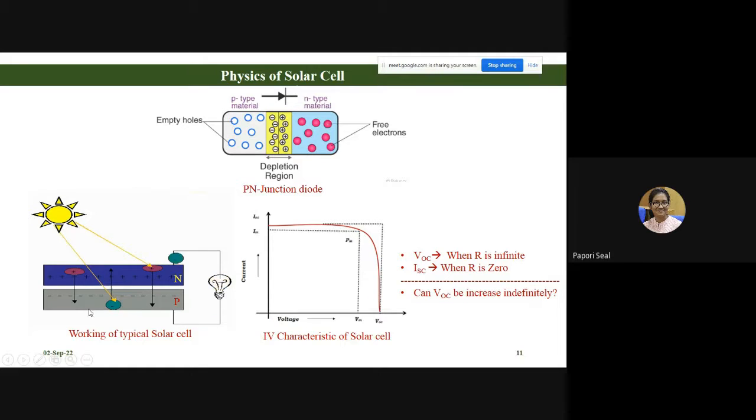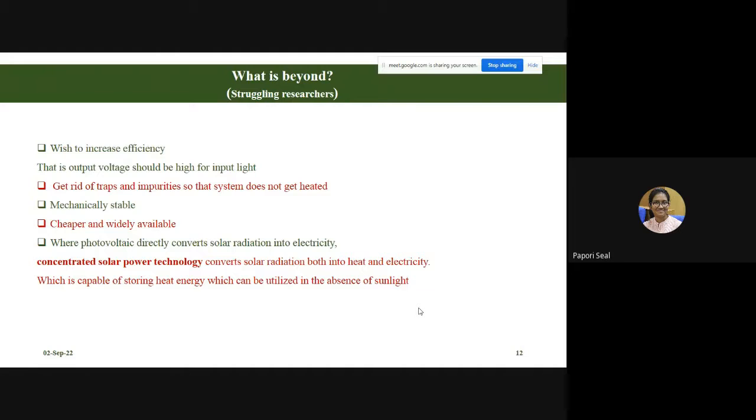Now holes cannot, whatever electron and hole pair is generated, that hole cannot come to this p side anymore. So in that way we cannot increase the potential difference, we cannot increase the voltage indefinitely. Now, what are the researchers trying to do? They try to increase the efficiency of the solar cell. So whatever light we are providing, for that amount of light we should have more voltage difference. So that is one target.